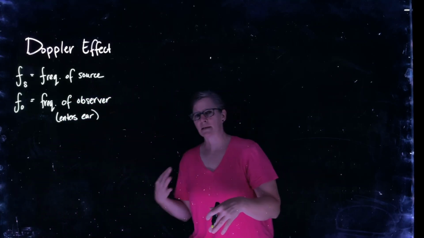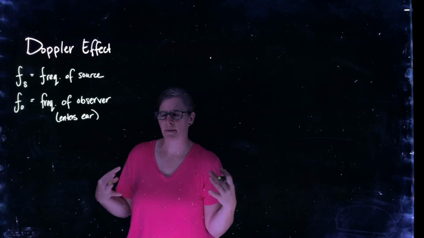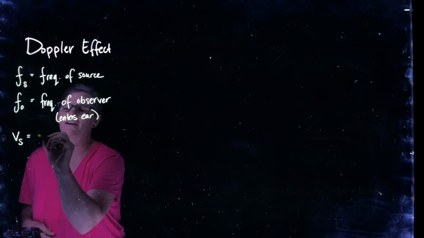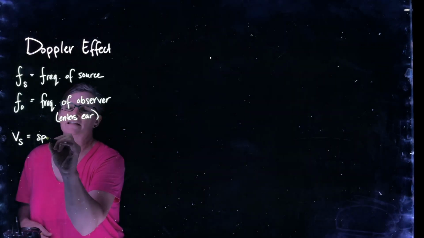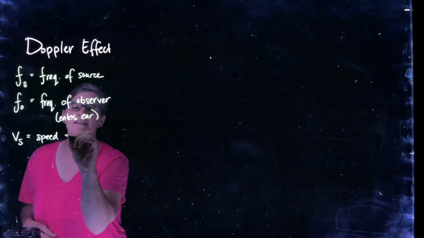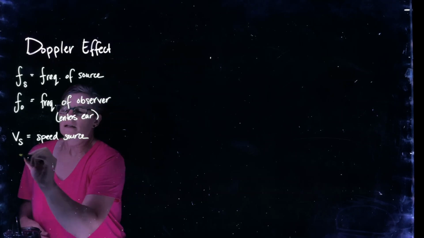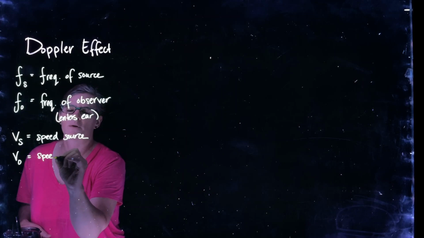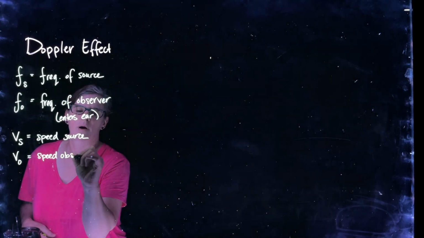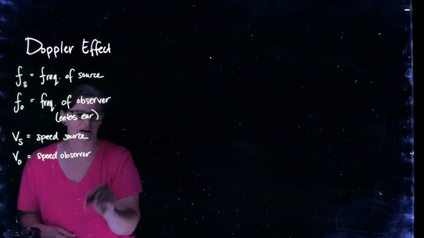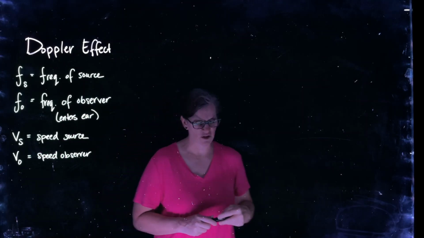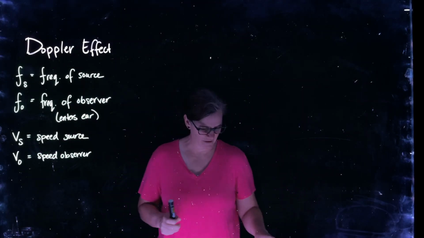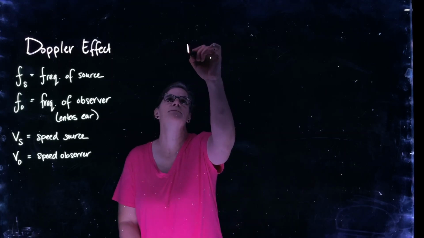Now, I said some things can be moving and some may not be moving. So the velocity, or the speed of the source, is going to be denoted as V sub S. And the speed of the observer is going to be denoted as V sub O. All right, so here are the variables that we need to talk about. Now let's start with the case that we have a moving source.